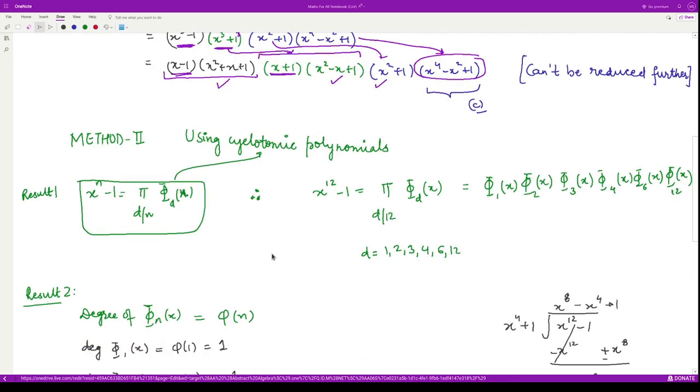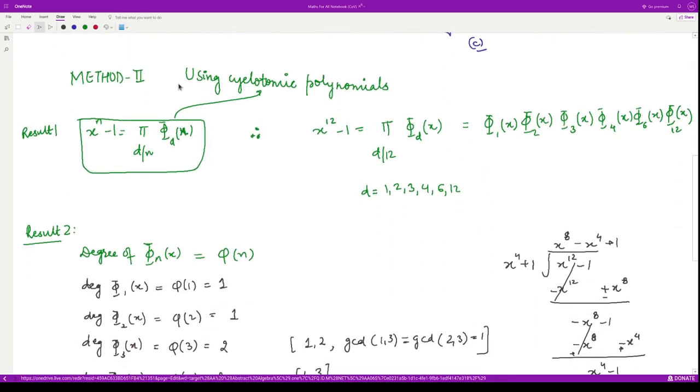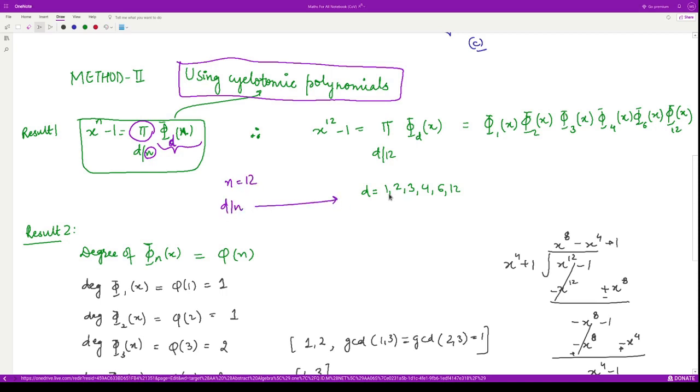So we have this second method using the cyclotomic polynomials. In this we'll use some results from cyclotomic polynomials. It says that any polynomial of this form, x raised to power n minus 1, can be written as the product of cyclotomic polynomials where d is a divisor of the given n. So we have here n as 12. So d divides n gives you 1 divides 12, 2 divides 12, 3 divides 12, 4 divides 12, 6 divides 12 and 12 divides 12. So we have the values of d as these.